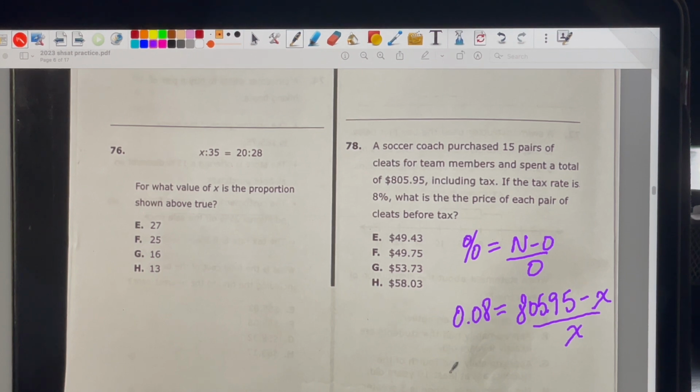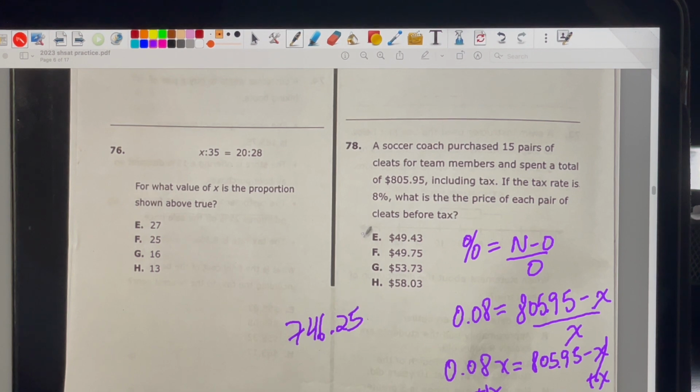So cross multiply, we get 0.08x equals 805.95 minus x. We can add x to both sides. That goes away. If I add, remember there's an invisible one, so it's 1.08x equals 805.95. We're going to divide both sides by 1.08. So we get 805.95 divided by 1.08. So the before tax total was $746.25. But we have to divide this by 15 because we want the price of one shoe. So divide that by 15 and we get $49.75 per shoe.